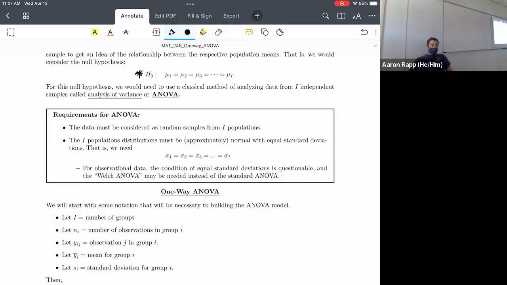And then the harder one to really satisfy is that of those I population distributions, we need them to be approximately normal. And then also on top of that, the populations need the same standard deviation. So the spread of the data is also going to be roughly the same.